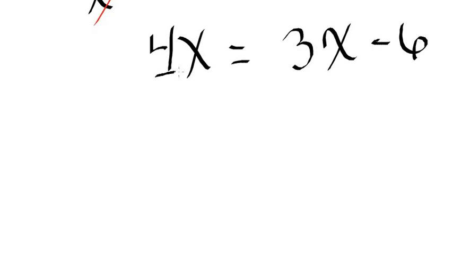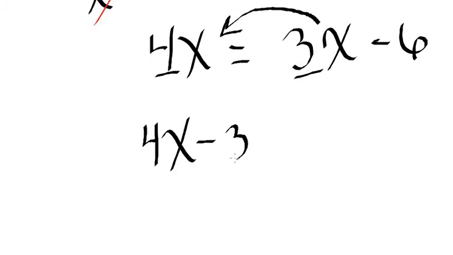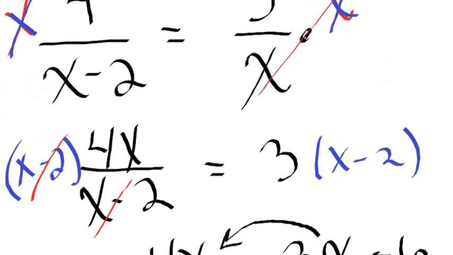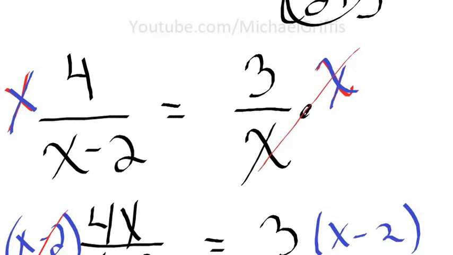Now, we have a coefficient of 4, coefficient of 3. Take this one over here to this side because it's a smaller coefficient. So we end up with 4x minus 3x is equal to negative 6. Remember, we're just subtracting 3x from both sides. X is equal to negative 6. All right. You can always take that, plug it in, and the left-hand side should equal the right-hand side.